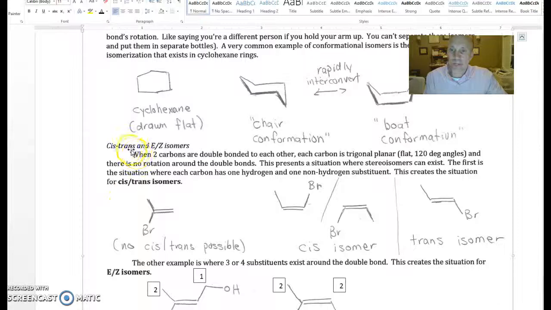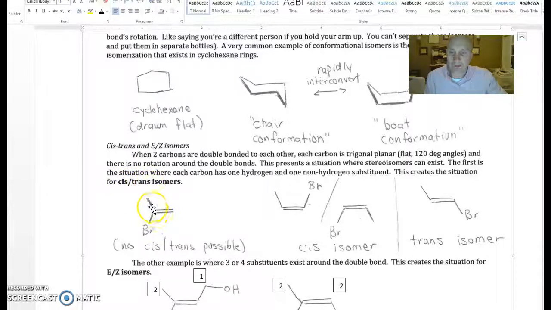The next types of isomers I'm going to talk about all have to do with compounds with double bonds. Remember, the thing that's special about double bonds is that there is no rotation around the double bond. These model kits are actually pretty useful for this because you can see the trigonal planar arrangement around those double bonds. The first type is what's called cis-trans isomers.